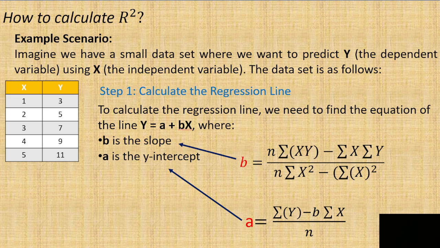There are 5 steps in finding the coefficient of determination. First step is we need to find the regression line. So we need to find the equation of the line, y is equal to a plus bx, where b is the slope and a is the y-intercept. So we are using this formula for finding b, and finding a.